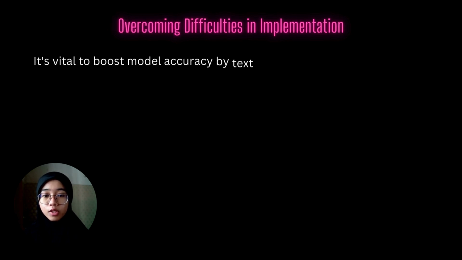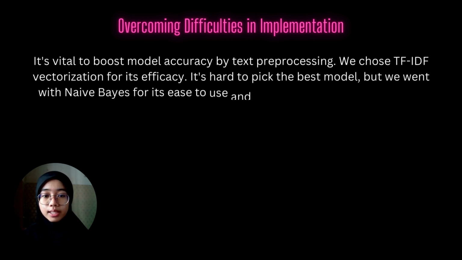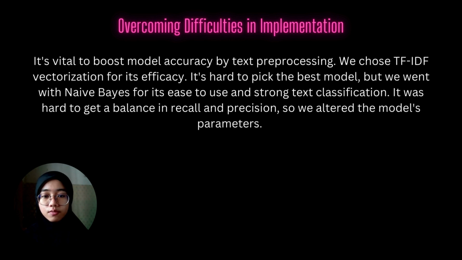For overcoming difficulties in implementation, it's vital to boost model accuracy by text preprocessing. We chose TF-IDF vectorization for its efficiency. It's hard to pick the best model, but we went with naive Bayes for its ease of use and strong text classification. It was hard to get a balance in recall and precision, so we altered the model's parameters.